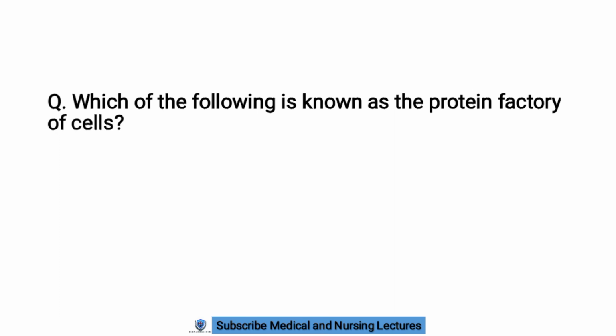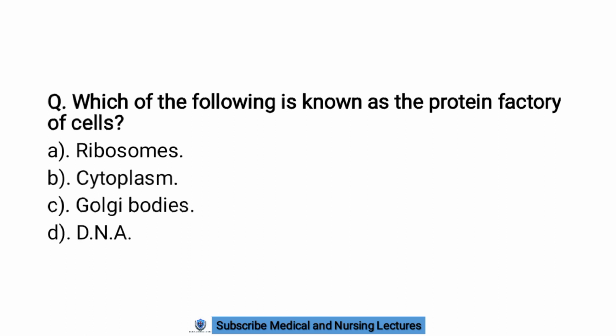Which of the following is known as the protein factory of cells? Ribosomes, cytoplasm, Golgi bodies, or DNA? So here option A is the correct one. Ribosome is known as the protein factory of cells.